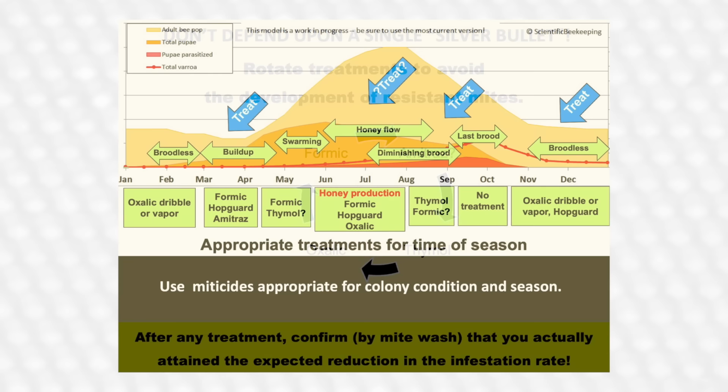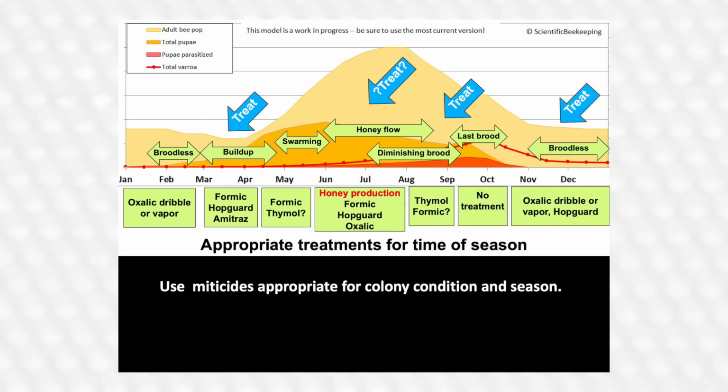I do have this here, you can look at it. And this is what I found in my operation, timing-wise, at the colony, relative to the environment and what the colony is doing at any time, whether the brood is diminishing, whether they're swarming, what would be the appropriate treatment to use at that time to help you choose how to do your rotation management strategy.